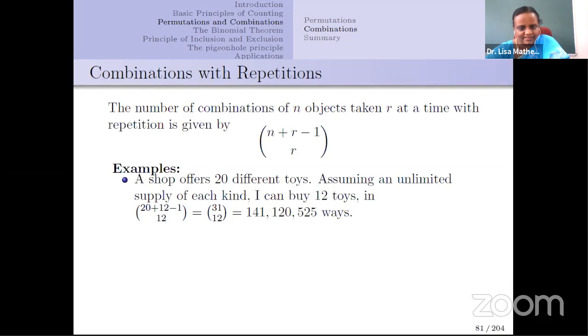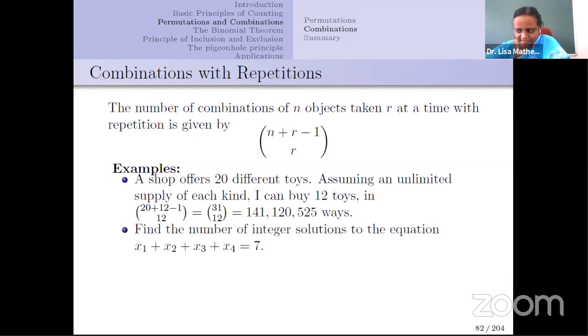Okay. Now, the next question doesn't seem to be anything connected with what we've been talking about so far. Here, we are trying to find the number of integer solutions to this equation, x1 + x2 + x3 + x4 = 7. Now, how do I solve this? When I first look at it, it doesn't seem to have anything in common with this concept of combinations with repetitions. But this is a typical example of an application of this formula.